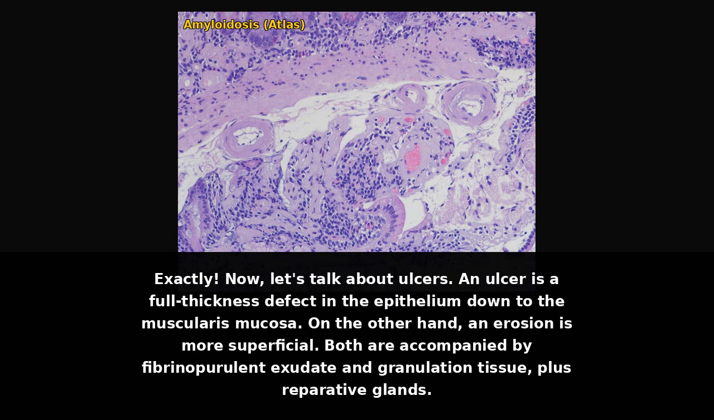Exactly. Now let's talk about ulcers. An ulcer is a full thickness defect in the epithelium down to the muscularis mucosa. On the other hand, an erosion is more superficial. Both are accompanied by fibrinopurulent exudate and granulation tissue plus reparative glands.